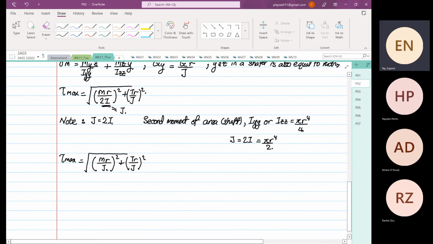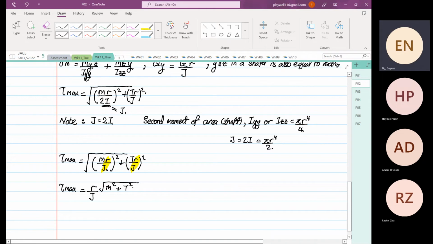Then we move things around, right? So the common term is the radius and J. Oh, let me use a different color. These are the common terms over here. We're going to take it out, right? So tau max is equal to R over J, right? And then you square root M squared, right? Plus T squared. Okay.